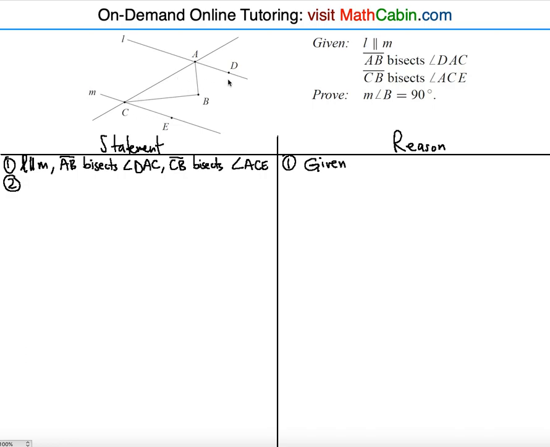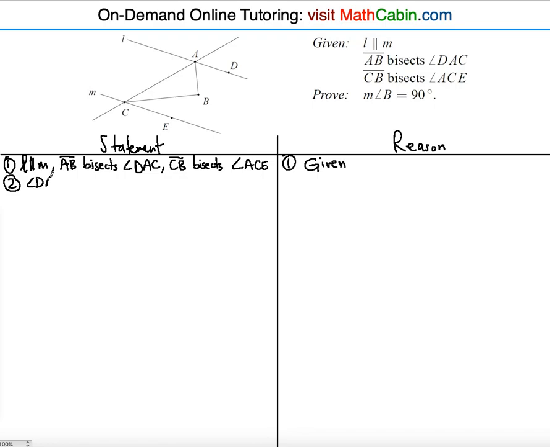So now we have to prove, based on these given statements, that the measure of angle B is 90 degrees, right? So the measure of this angle is to be proven to be 90 degrees. So the first thing we do, we provide the given statement. Everything that's given we write in the first statement, and then we justify it with "given" as the reason for it.